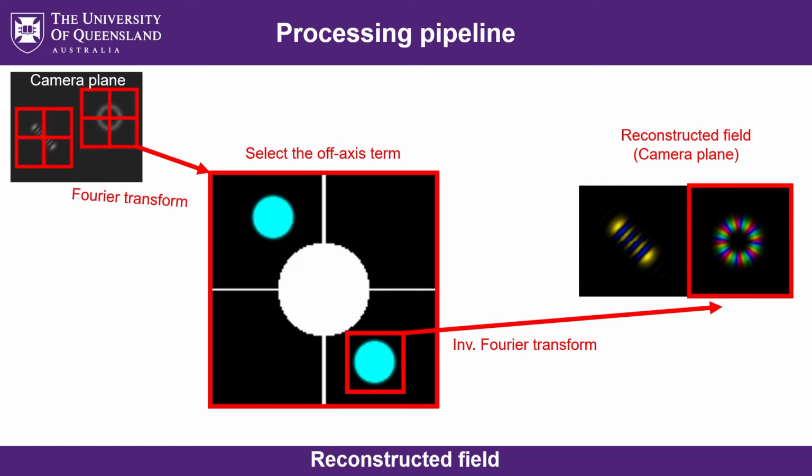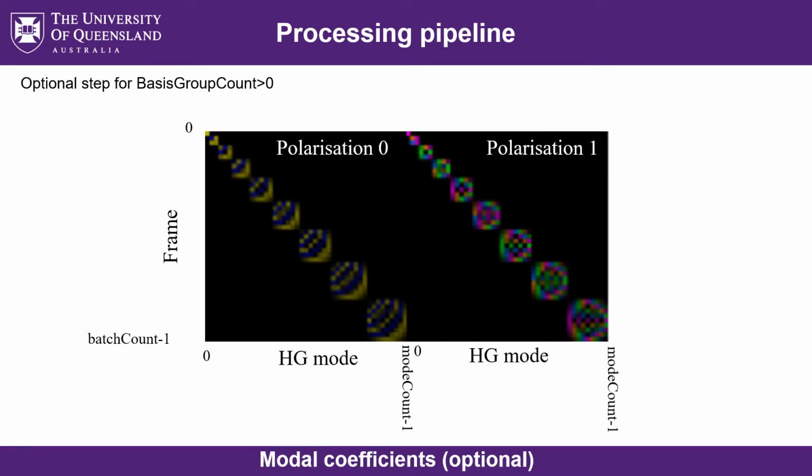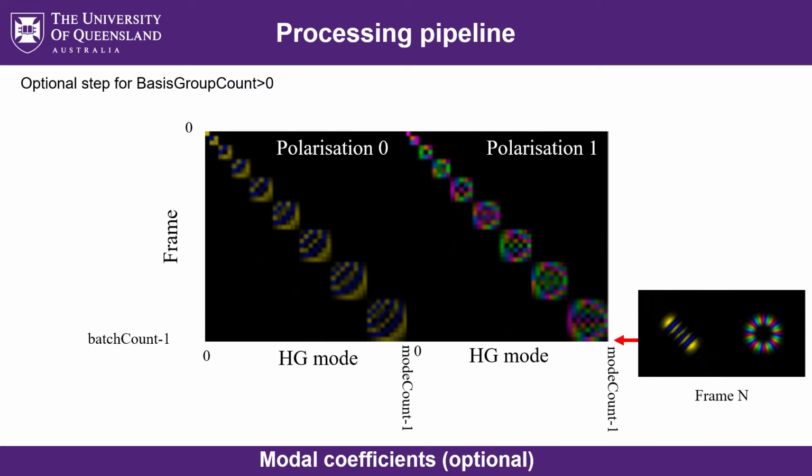There's then an additional optional processing step where you can take those fields and, instead of expressing them as an amplitude and phase value for every pixel, you express it as an amplitude and phase value for every Hermite-Gaussian mode in a modal decomposition, or some other basis like Laguerre-Gaussian or some other related basis that you can specify as the user. Looking here, this is the coefficient matrix, not just for a single frame, but for a whole batch of frames. And our single frame here would be just one row of that matrix like so. It's just one vector that lists the amplitude and phase of every mode for that particular camera frame, that particular field.